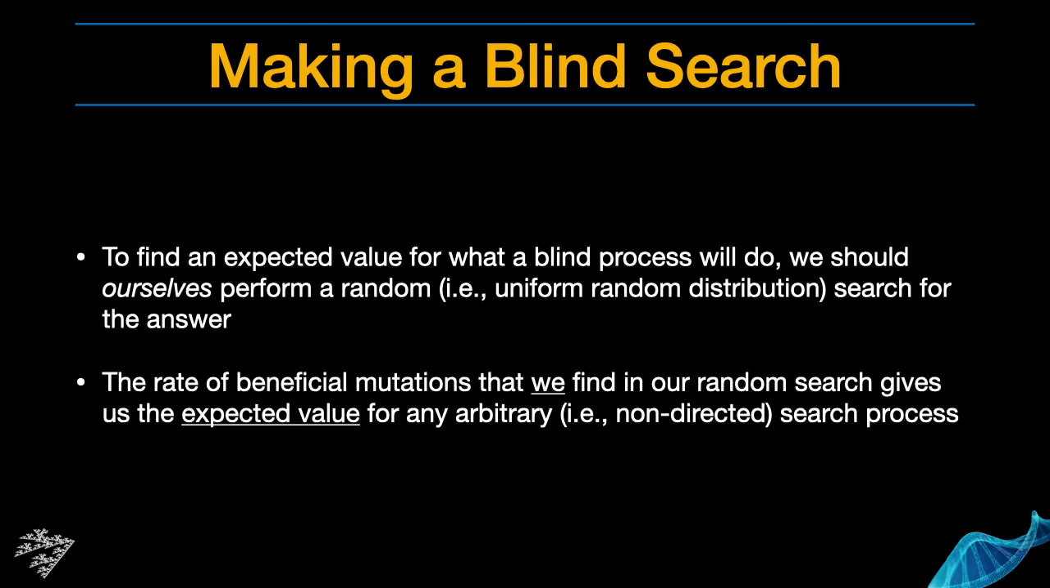So to find an expected value for what a blind process will do, we should ourselves perform a random, that is a uniform random distribution, or our closest approximation to that, ourselves perform a random search for the answer. And then the rate of beneficial mutations that we find in our random search gives us the expected value for just an arbitrary, non-directed search process. Okay, so we're going to do a random search, and that's going to give us an expected value for an arbitrary search. Okay, so if the claim is that mutations are not directed, well, that's what an arbitrary search would be.